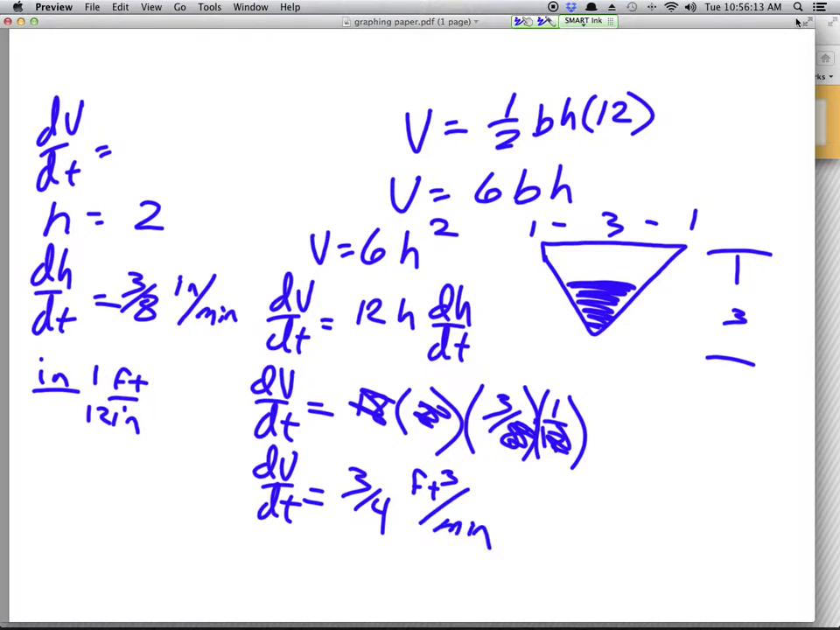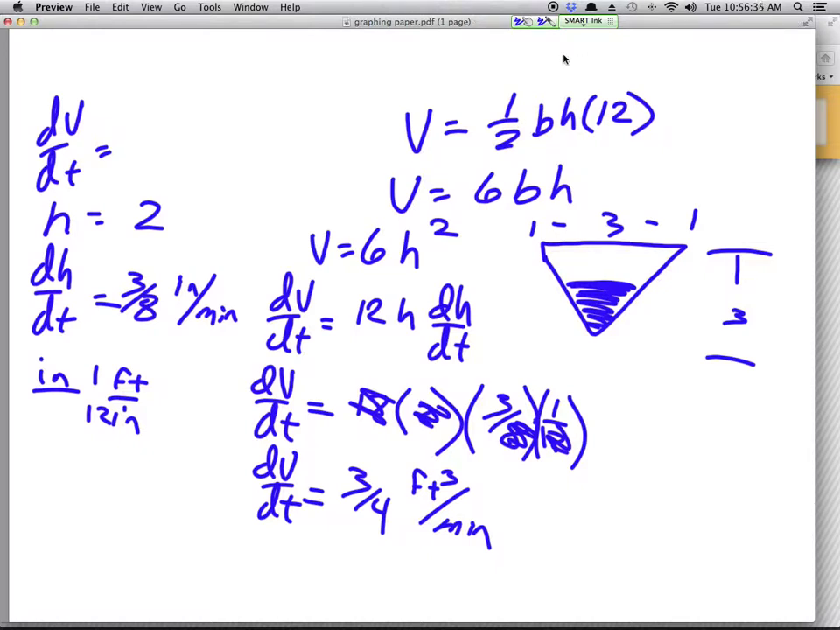Alright, so Amelia, what does that tell me? That it's increasing. You said a bad word. That the volume is increasing. Volume is increasing, and what tells me the volume is increasing? dV/dt is positive. dV/dt is positive. That's exactly what I want to hear you guys start giving me. Very good.